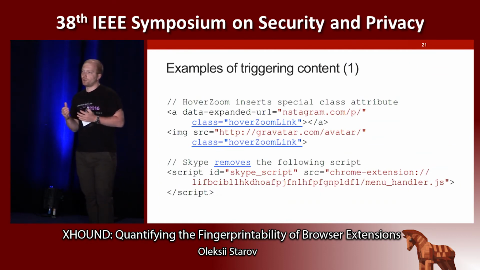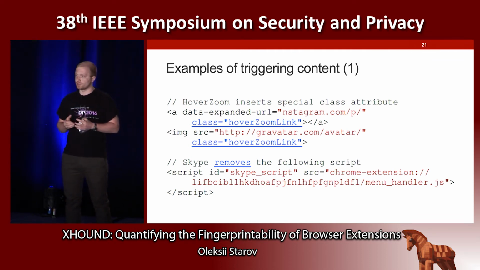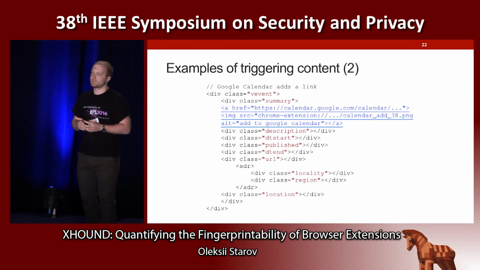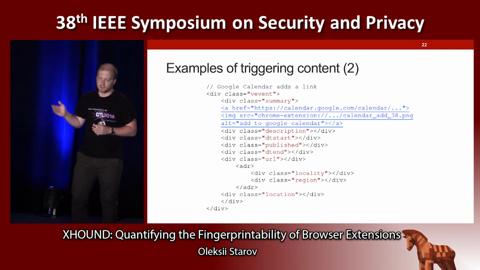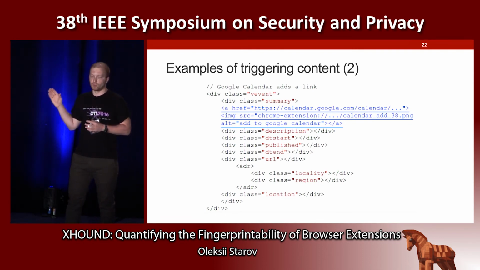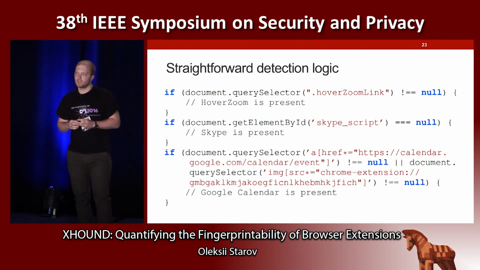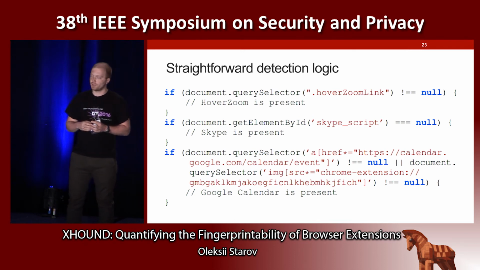Let's see now what actually XHound extracts, what modifications. First of all, XHound gives us the ability to extract triggering content to trigger modifications that extensions introduce. It can be such simple cases of very small parts of the DOM, or it can be larger hierarchies also created on the fly with XHound. Basically, this particular example serves: if the Google Calendar extension finds such a hierarchy, it injects this link and image highlighted with blue. In order to develop the final fingerprinting script, we also need to have some kind of detection logic.